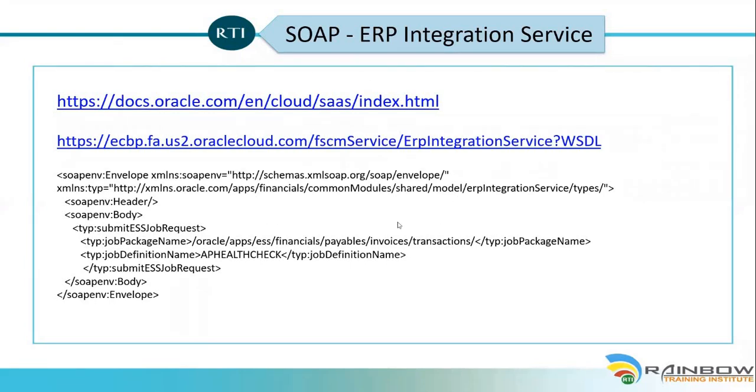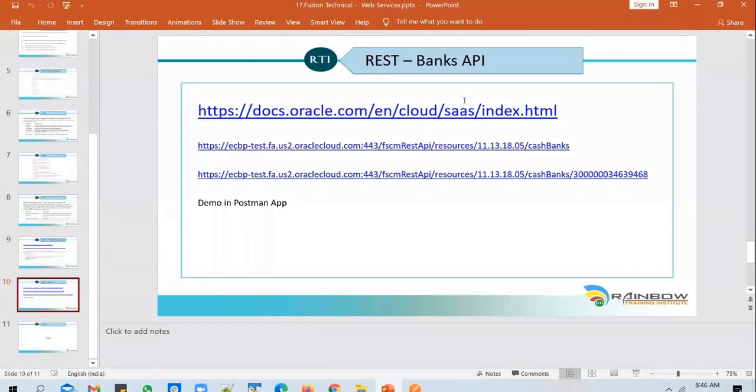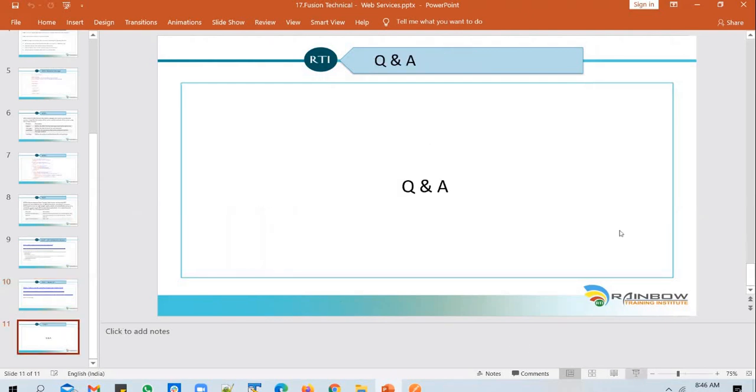And yeah, these are the sample links and payloads. This is for a SOAP service, and this is for REST APIs. And this is to create a bank. I've used a bank resource here as an example. Okay. So you can use the payload that I've shared with you, and you can use the invoices resource as an example and try to get all invoice details or create an invoice. Okay. Any questions, guys? Any questions on web services?